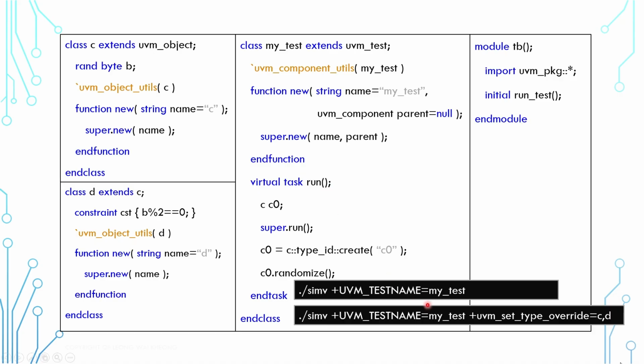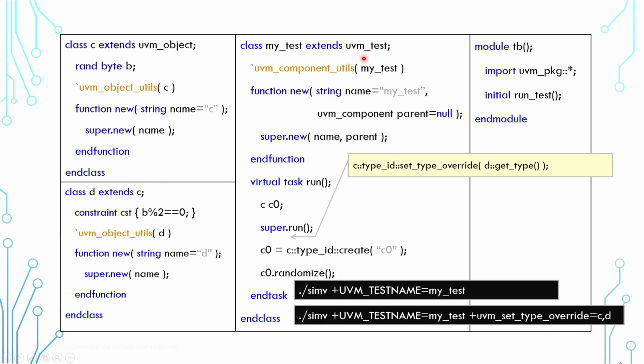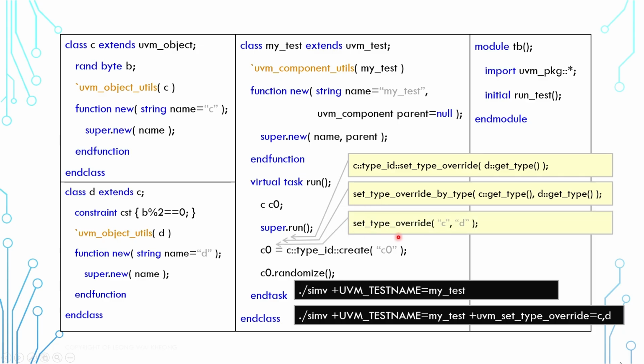Alright, now we have learned two ways of overriding a class type, one through the command line and another through the code. If you are using a UVM test or any other UVM component, there are two other functions. The first one is set_type_override_by_type, and the second one is set_type_override. This one requires the argument of the class type, which you can get by calling get_type of a particular class. This one takes in two string variables and you have to put the class name in string. Generally, I wouldn't recommend this one because it's longer. This one is shorter, but I would still recommend this one because this one is usable by anyone. These two are only usable when you are inside the UVM component.